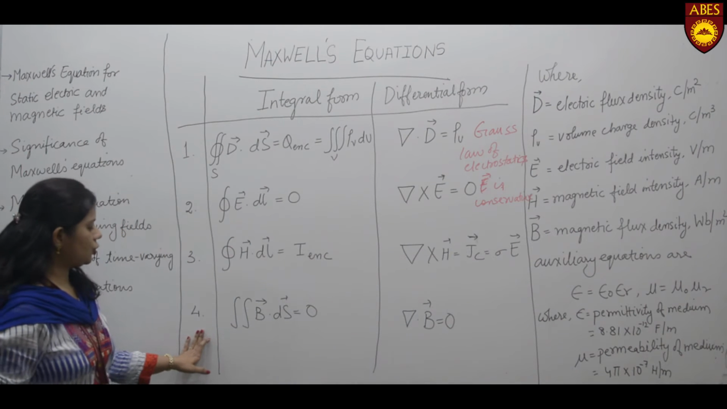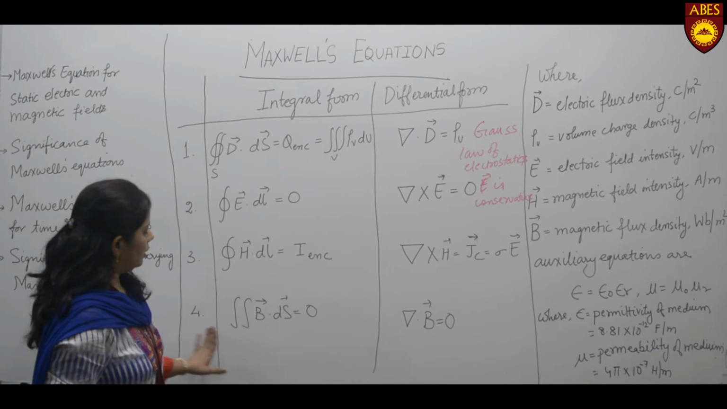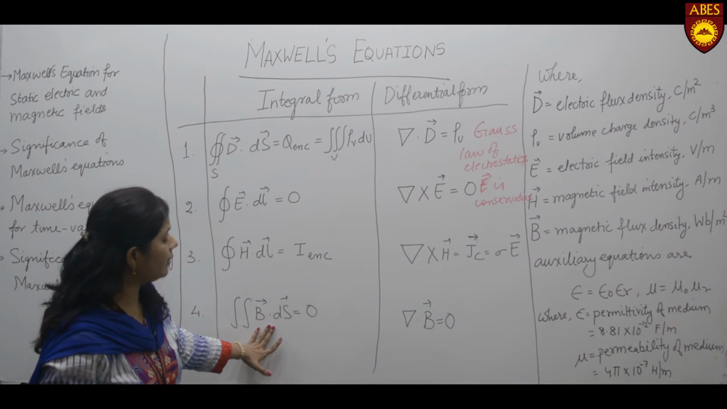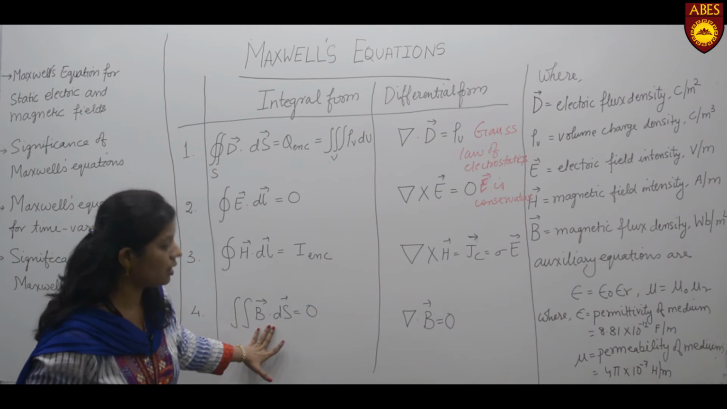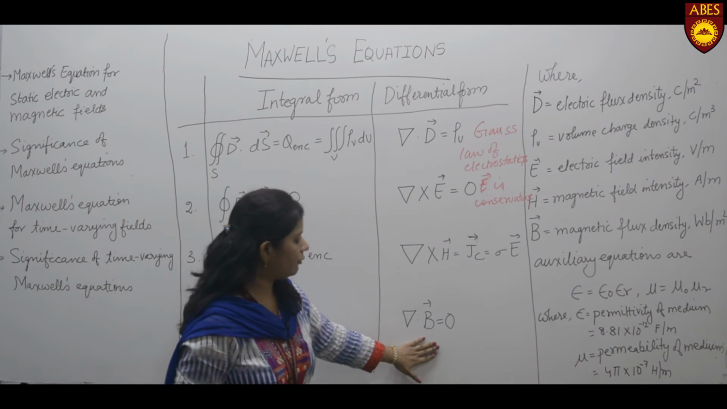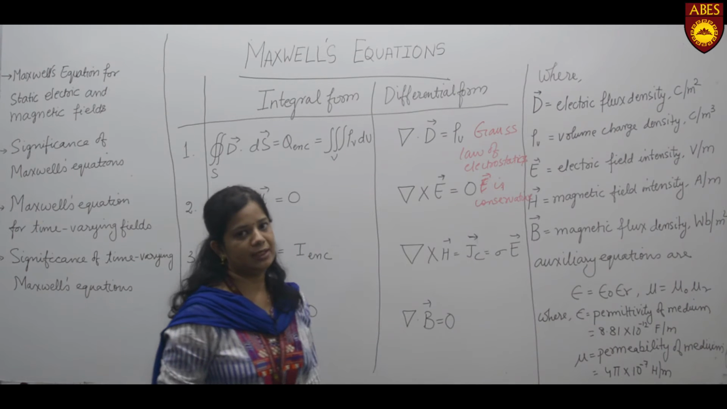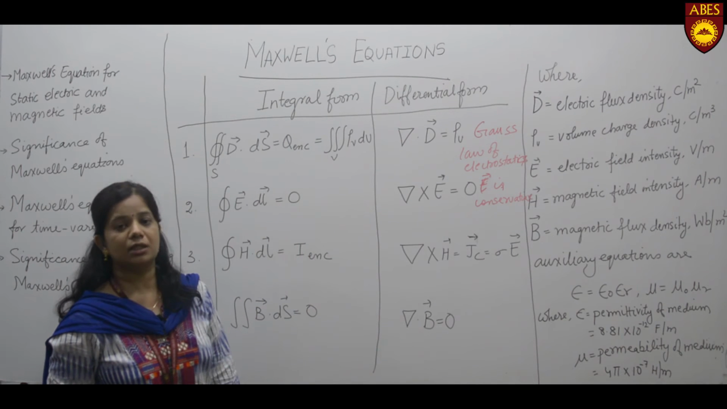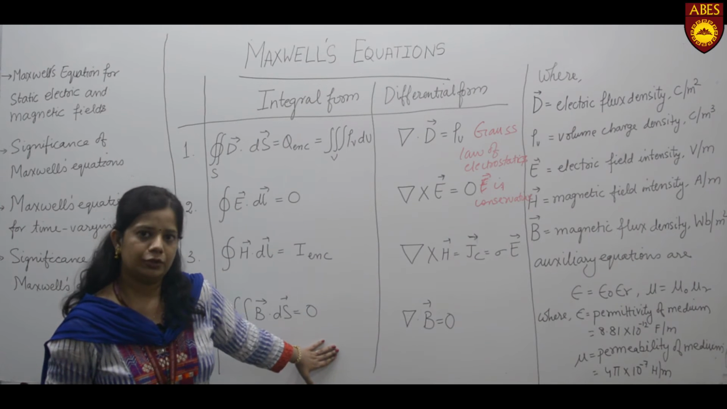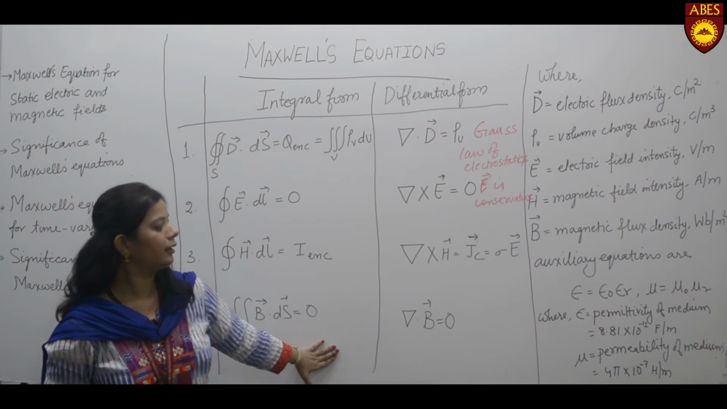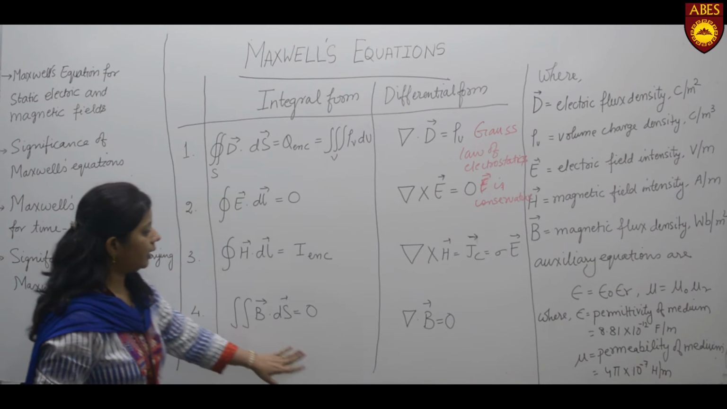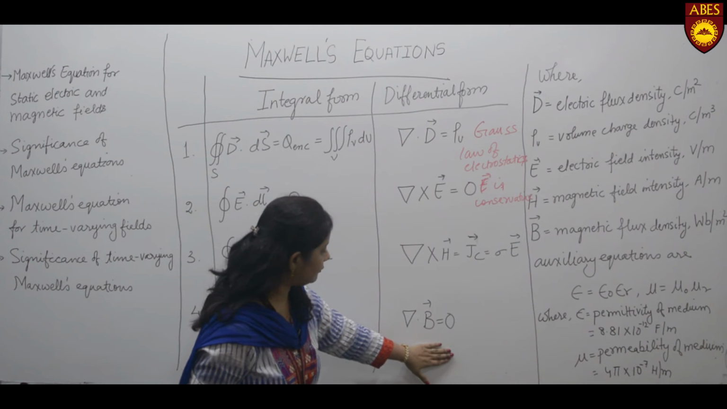The fourth equation states that over any closed surface, the surface integral of the magnetic flux density is 0, and in differential form this equation is that the divergence of the magnetic flux density is 0. The significance of this equation is that monopoles do not exist, or magnetic poles cannot exist independently. Here it is divergence B is equal to 0.